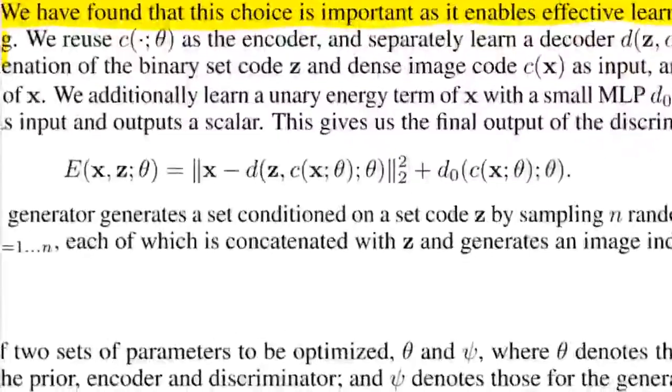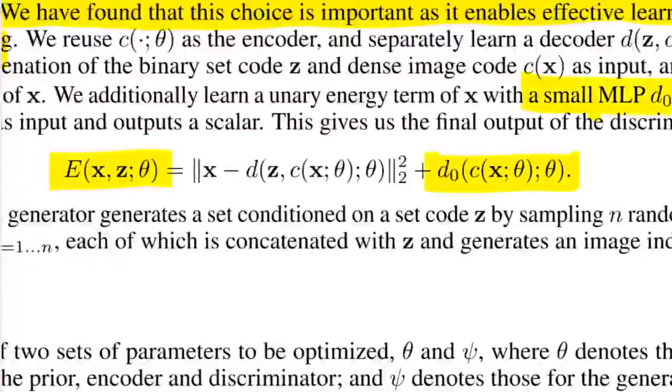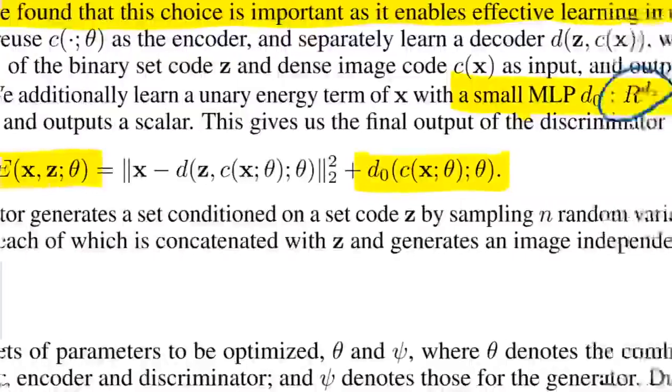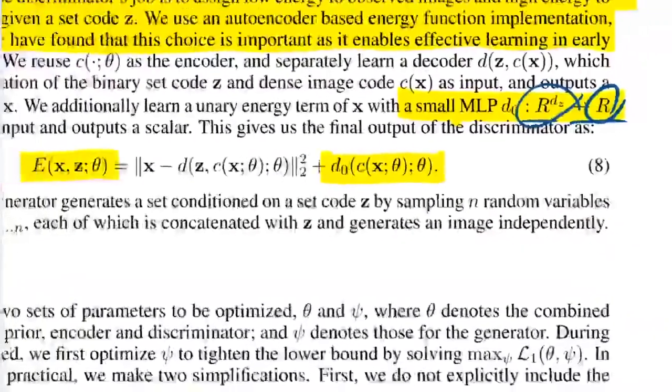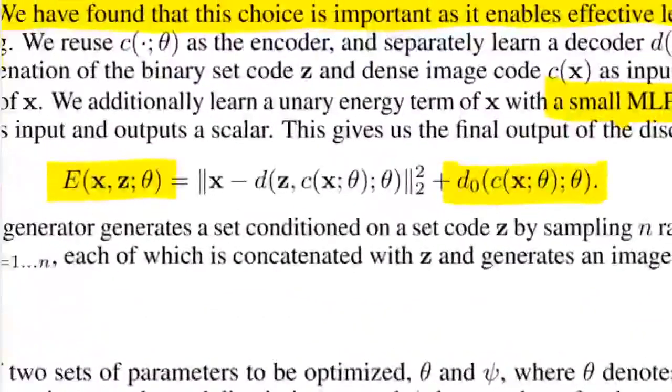So that's why they do. Usually a discriminator would be, the energy would be equal to this thing right here, which is a small MLP that maps the input to a real number. Either high energy, I'm not happy, low energy, I'm very happy. Here they also include this thing right here, which is a decoder.